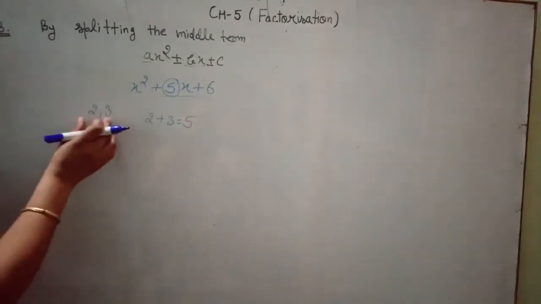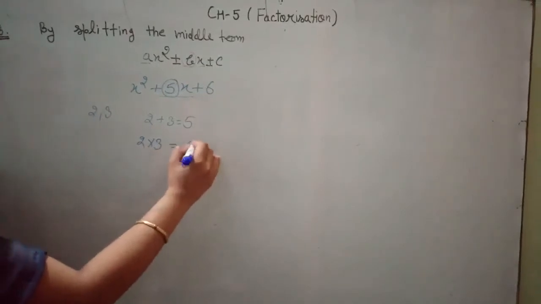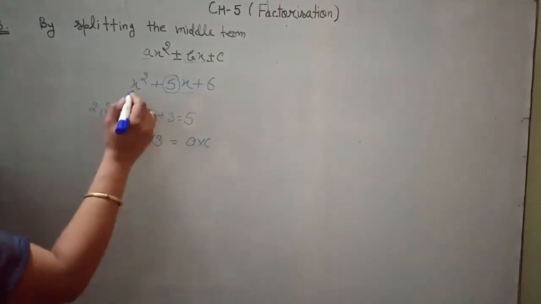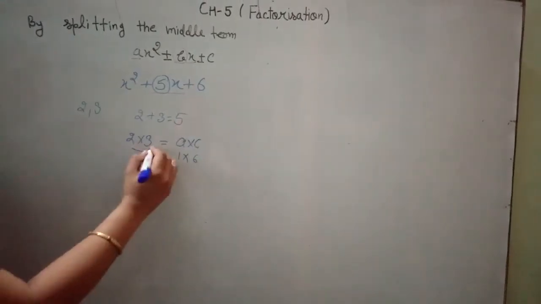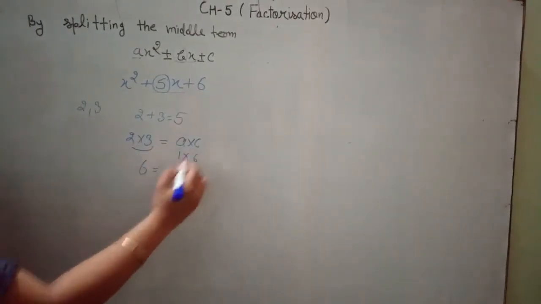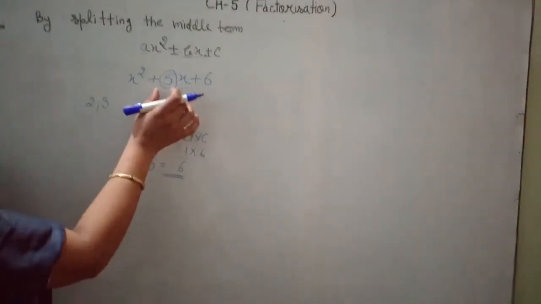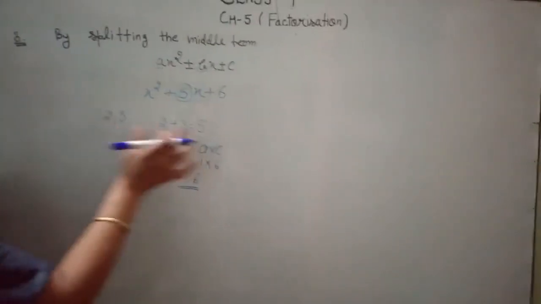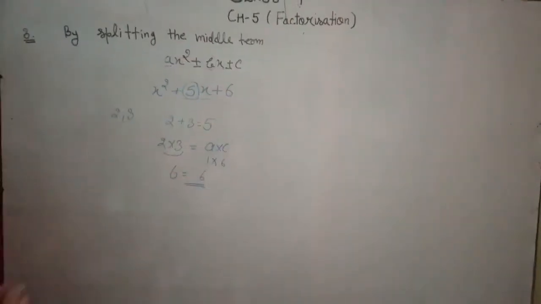And the product of the 2 parts, 2 into 3, equal to the product of a and c. a means the coefficient of x square, 1, and c equal to 6. Then 2 multiply 3 is 6, and this is equal to 6. Clear student? In this way, we split 5 into 2 parts, so that the sum of the 2 parts equal to b and the product of the 2 parts equal to the product of a and c.